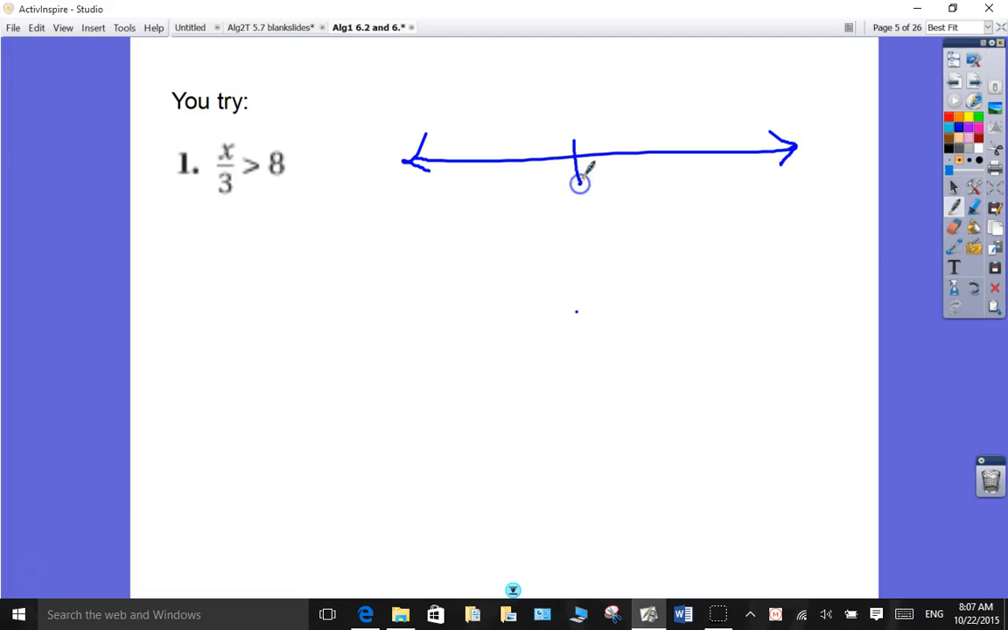What's the number that goes on our number line? Is it open or closed circle? Is it shaded to the left or to the right? Right. This is your left.